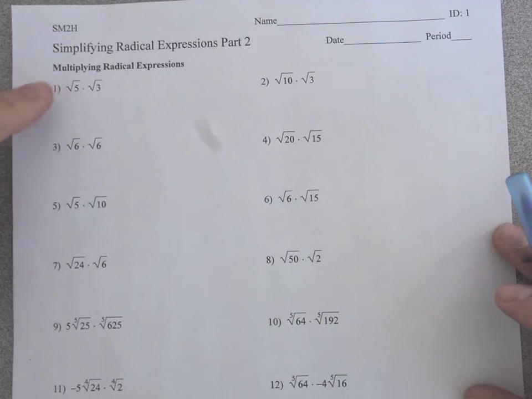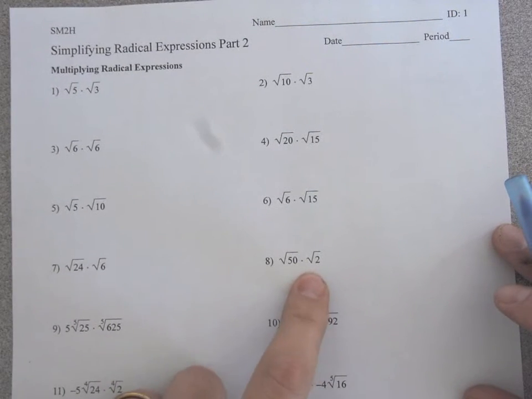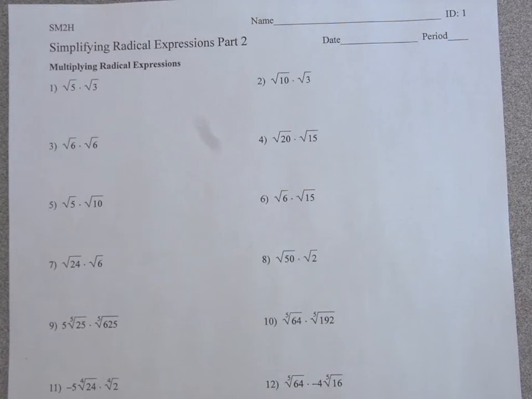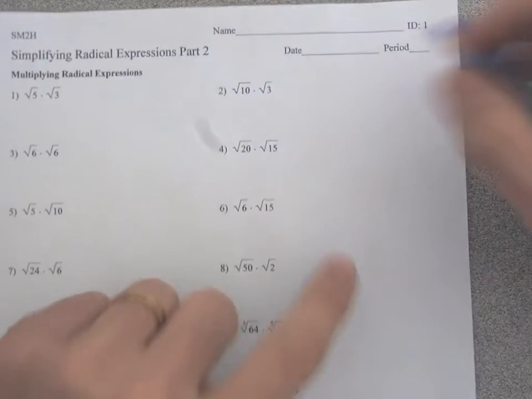The difference here is that we have a bunch of radicals that are being multiplied. So remember that radicals are roots. There's a couple properties of radicals that will be helpful for us. So let me give you those properties really quick.